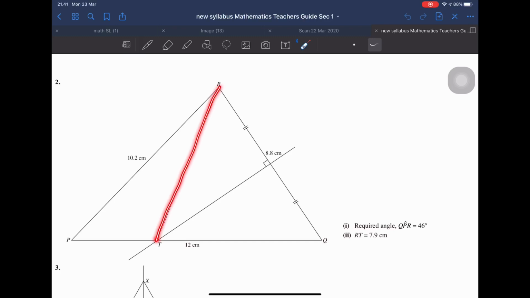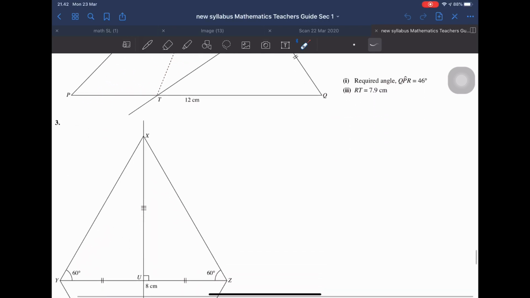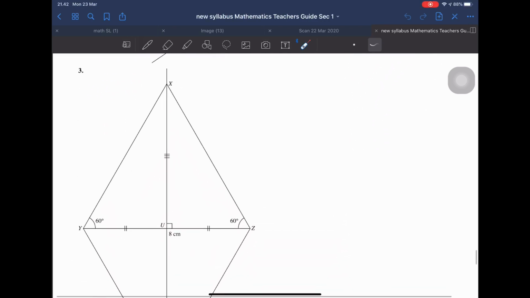Then the length of RT. They're asking to connect a line from point T, which is a point that lies on the perpendicular bisector, to R. It's going to be 7.9 cm. Okay, number 3, next question.